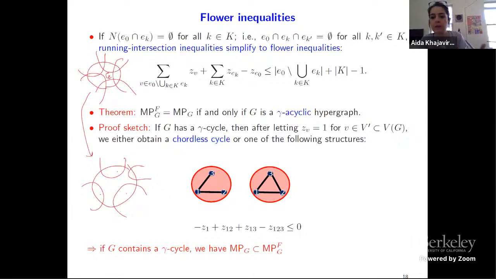So now I define the flower relaxation to be the polytope obtained by adding all the flower inequalities to the standard linearization. Okay, now we have this clean result which says the flower relaxation is the multilinear polytope if and only if G is gamma acyclic. Okay. So for gamma acyclic hypergraphs, we have a necessary and sufficient condition for their corresponding convex hull.